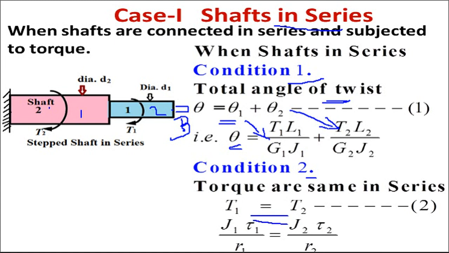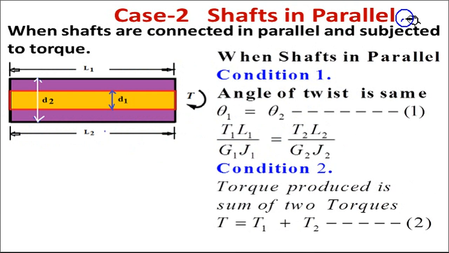And number 2, when they are arranged in parallel. Parallel means what? Now here there is a middle shaft. Suppose this is number 1 and this one is number 2. The middle one, this yellow colored, is the solid shaft, and it is inserted in another hollow shaft. This external one is the hollow shaft, because its internal diameter will be D1 and external will be D2, and in that this D1 is inserted. Means there are two shafts: the yellow colored is one shaft and this violet colored is the other shaft.